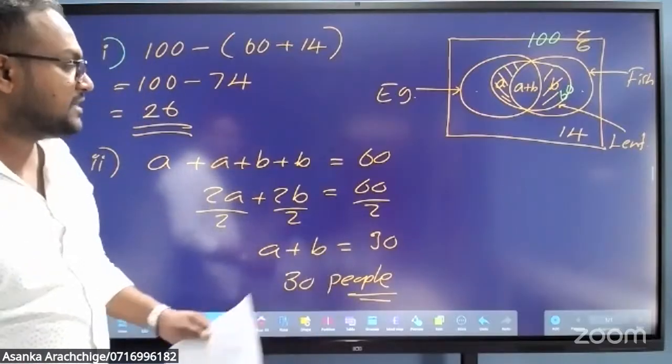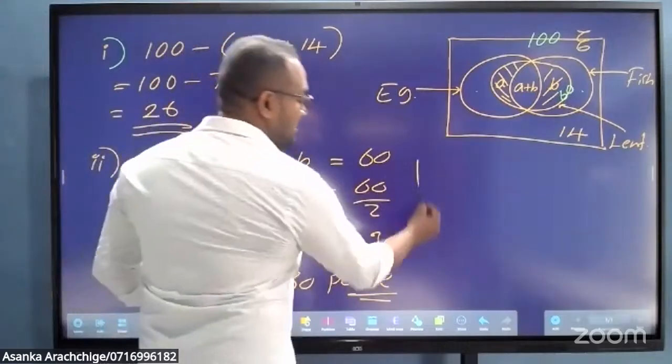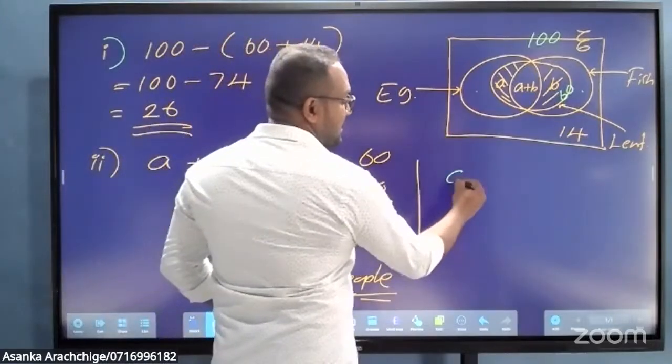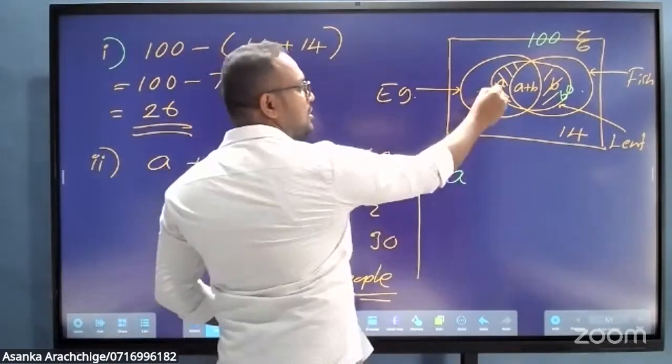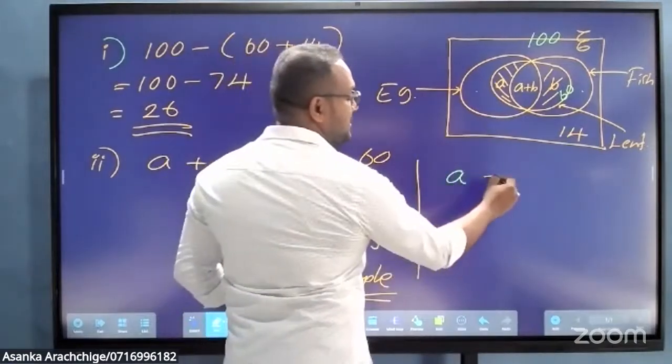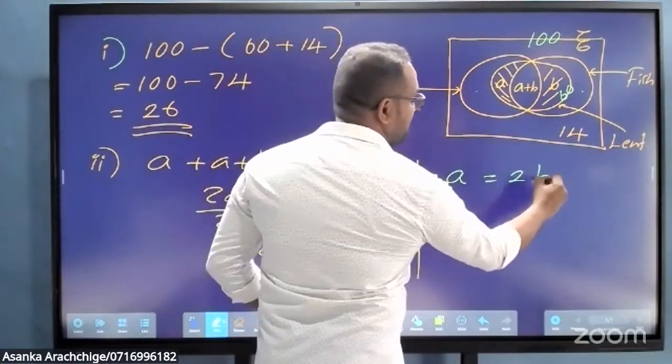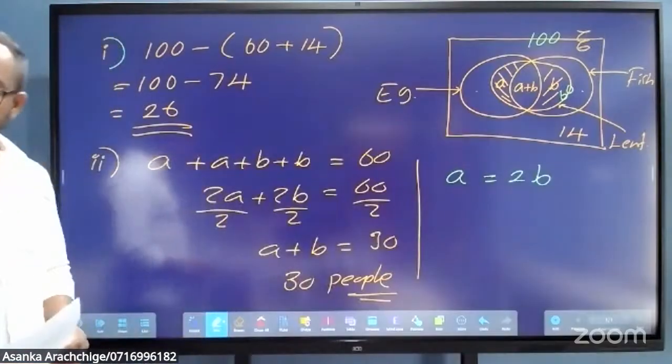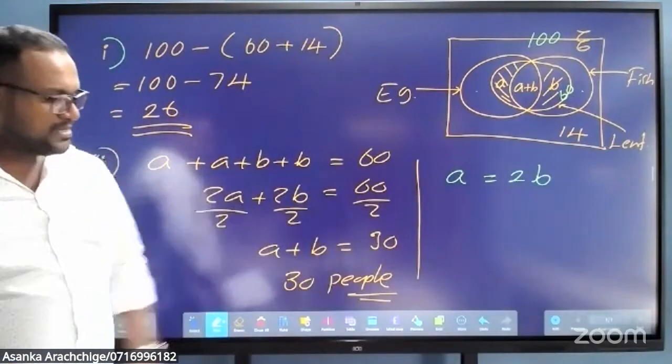If the number of customers who bought only eggs and lentils is twice the number of customers who bought only fish and lentils, then write like this. The number of customers who bought only eggs and lentils is twice B. A equals 2B.